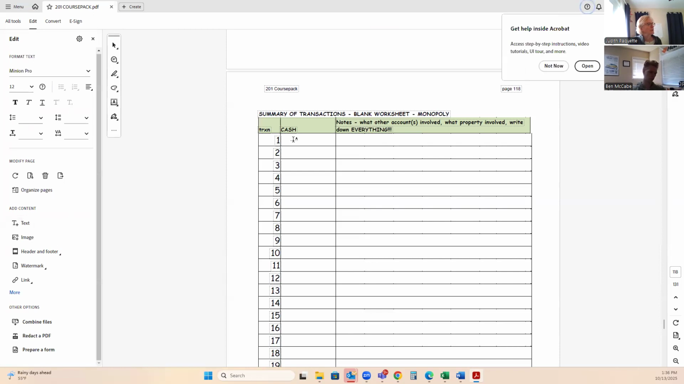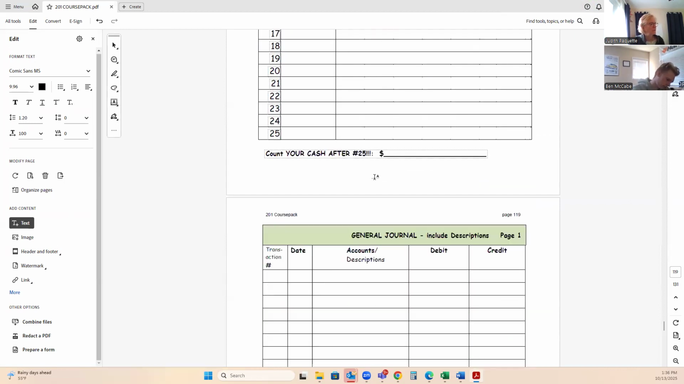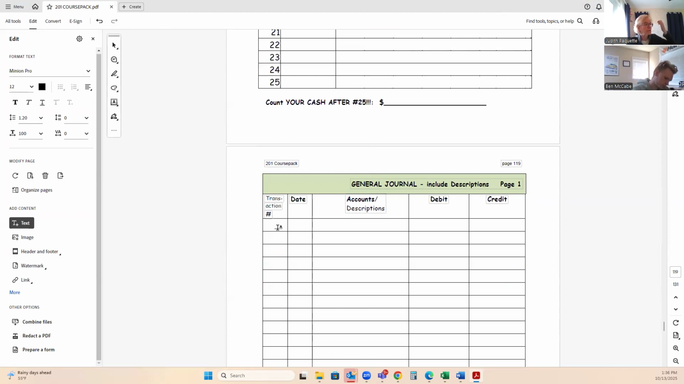So under here, everybody should have $1,500 because that's how you start Monopoly. You get cash of 1,500 and you just say stockholders investment, something like that. Okay. And then your first journal entry. So for your first journal entry, we'll call it number 1. And then the date is last Thursday, which was what? The 9th? Yeah.